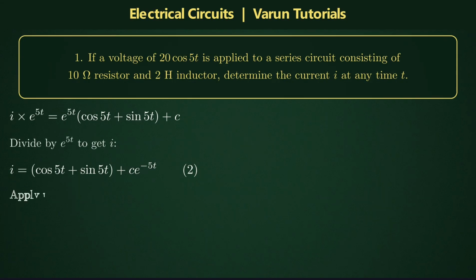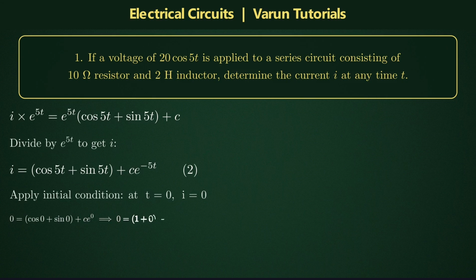Next, we apply our initial condition, at t equals 0, current I is 0. Substituting t equals 0 and I equals 0 into equation 2, we get 0 equals cosine 0 plus sine 0 plus c. Since cosine 0 is 1 and sine 0 is 0, this simplifies to 0 equals 1 plus c, which gives c equals minus 1.